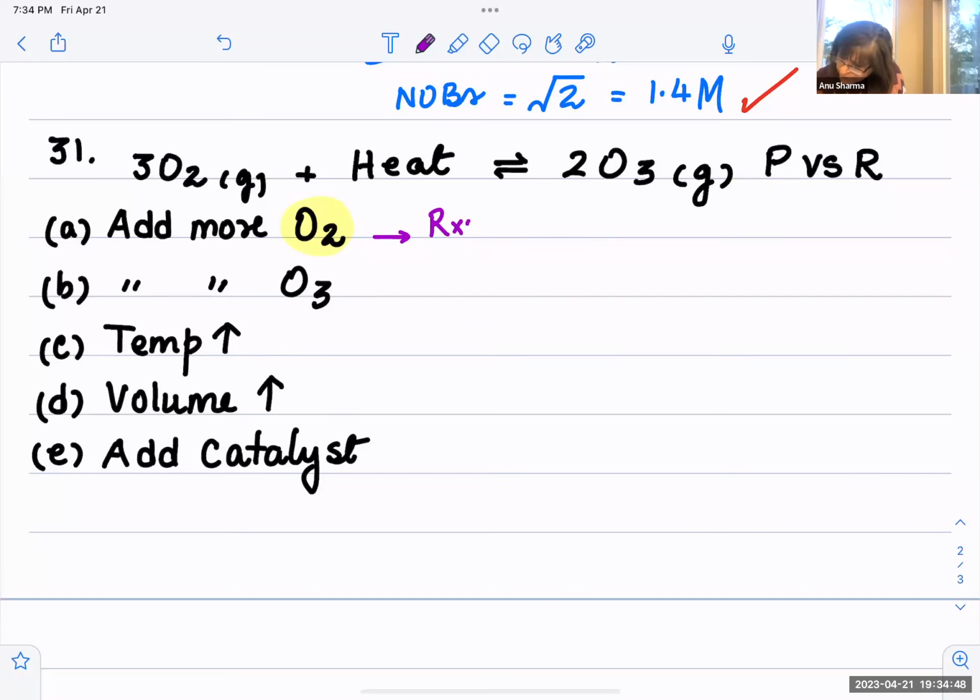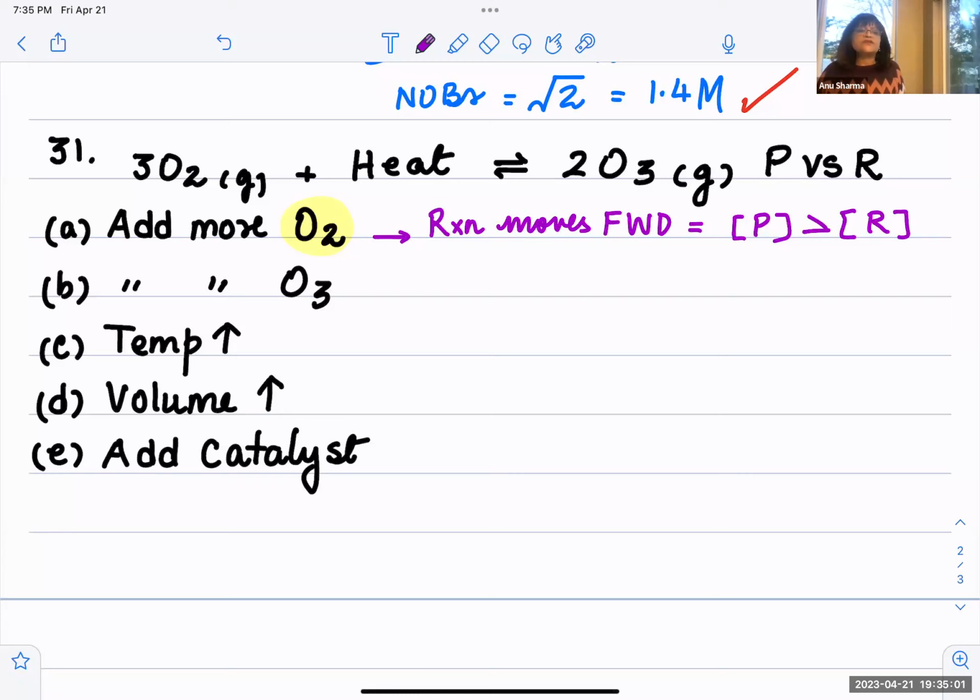The reaction moves forward, in the forward direction. And when it's in the forward direction, what does that mean? That the concentration of the products is going to be more than the concentration of the reactants. Even though oxygen is the reactant, you should not assume that, oh, we added more of it. No, the whole purpose of the response is to bring that change. We want to disrupt the equilibrium so that we can have more of the products. So that's what happens.